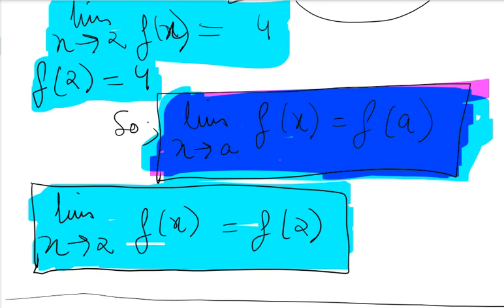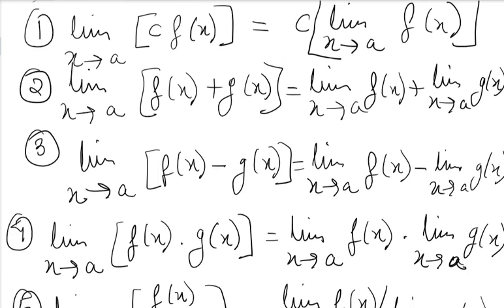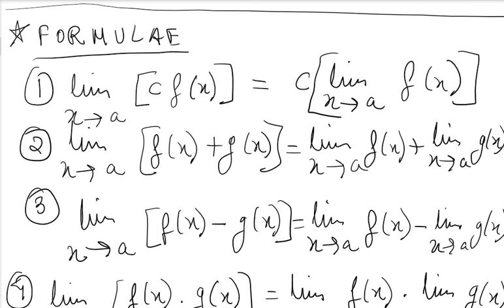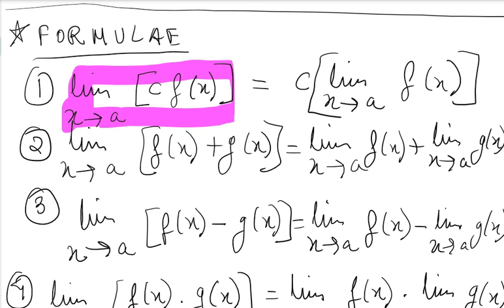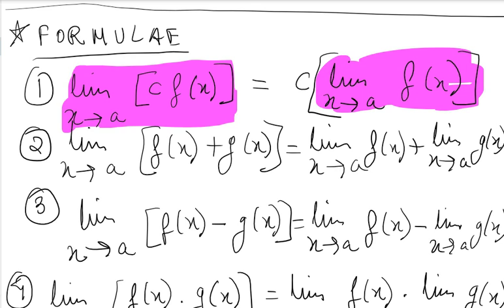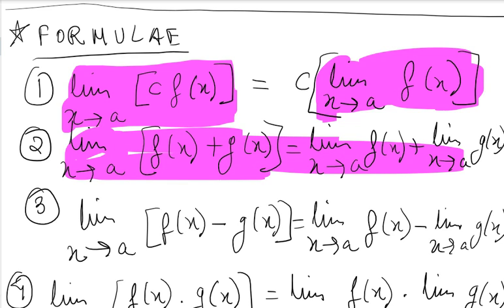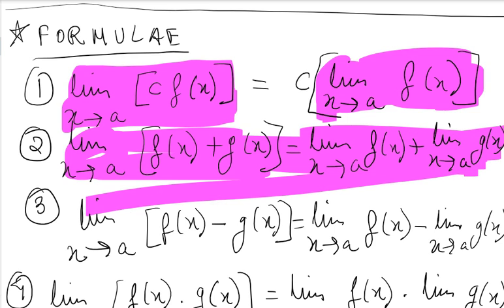Next, the different types of formulae are given to us. First one: limit x tends to a, if the function is multiplied with a constant value, then the constant comes out and you do the normal limit of the function. Then if two different functions are added, the limit is split for the function. The limit is distributed, what I mean to say.